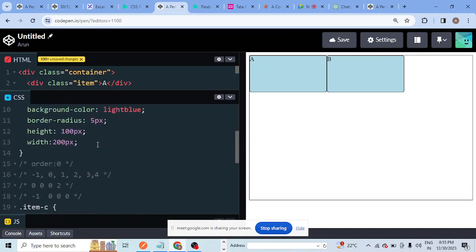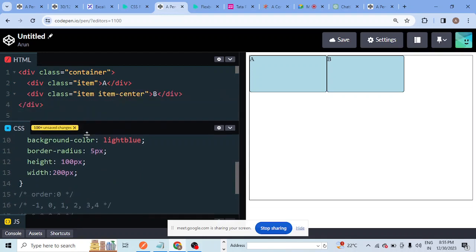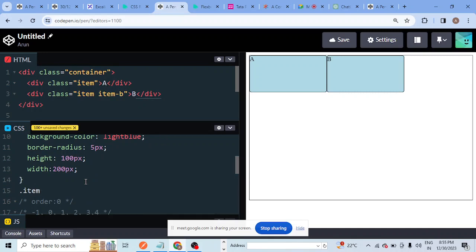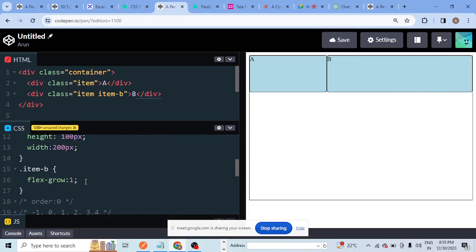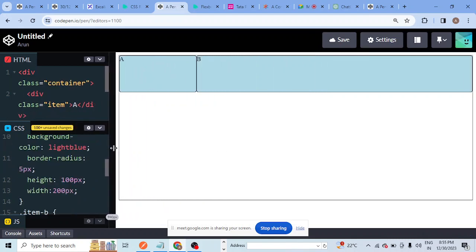Okay, let's see what happens. For one of the items, let's take the item in the class item B. For this B, let me apply a flex grow value of 1. Can you tell me what happened now? What is happening now?